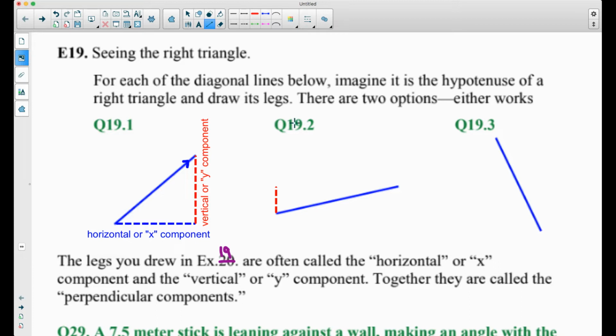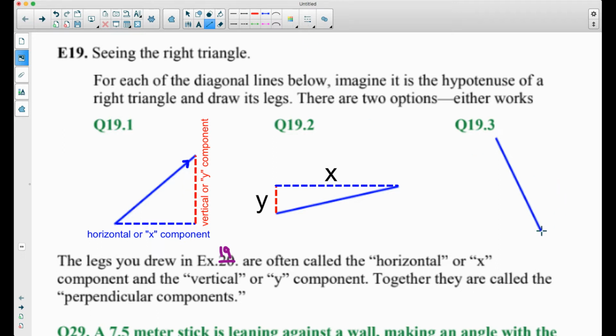And then it goes off to the side. How far off to the side? Exactly as far as the diagonal. There it is. And so you have your vertical or y component right here, and you have your horizontal or x component right here. Pretty easy, right? And of course, the last one, piece of cake. Sketch them in. I think we're all set.